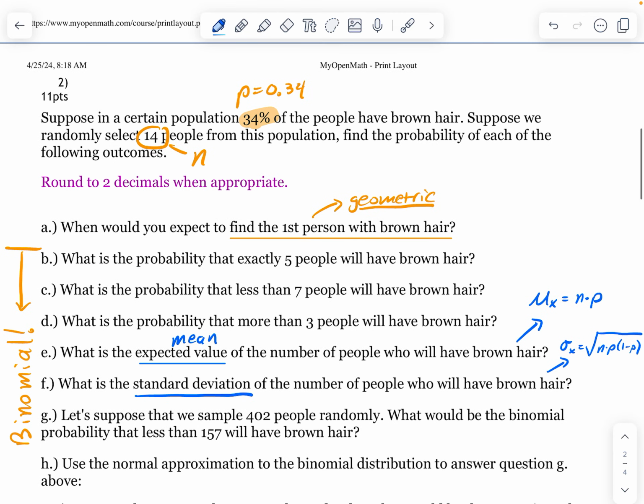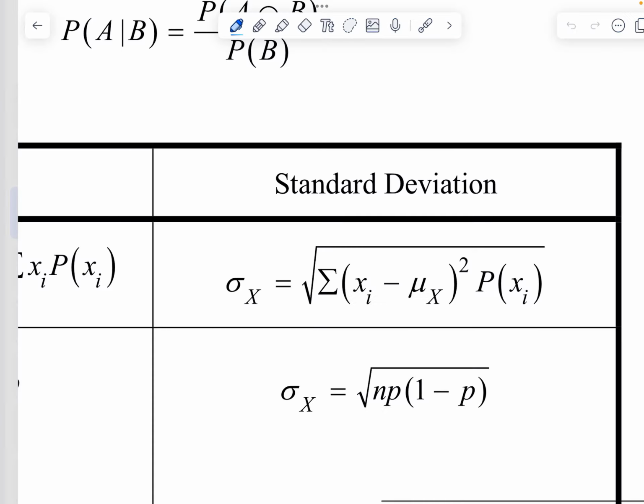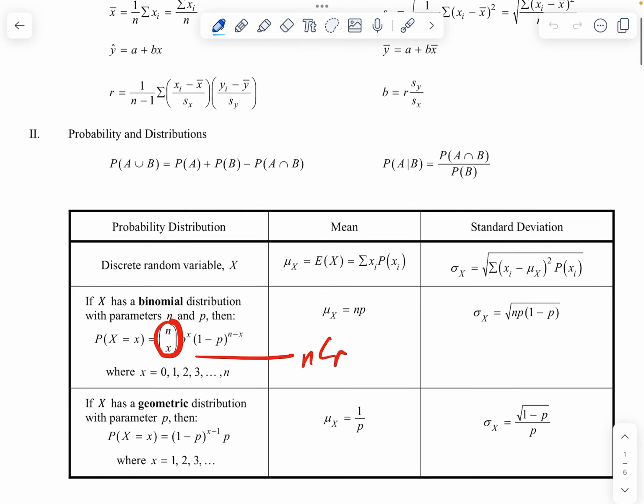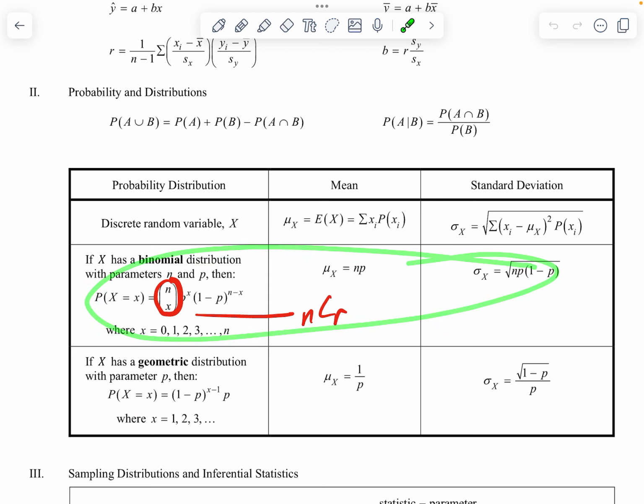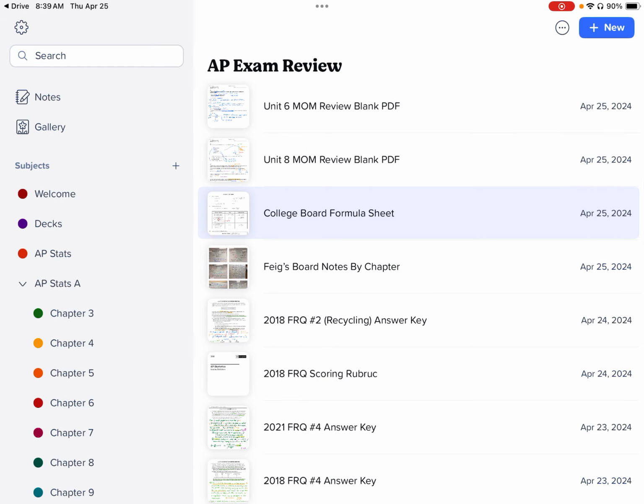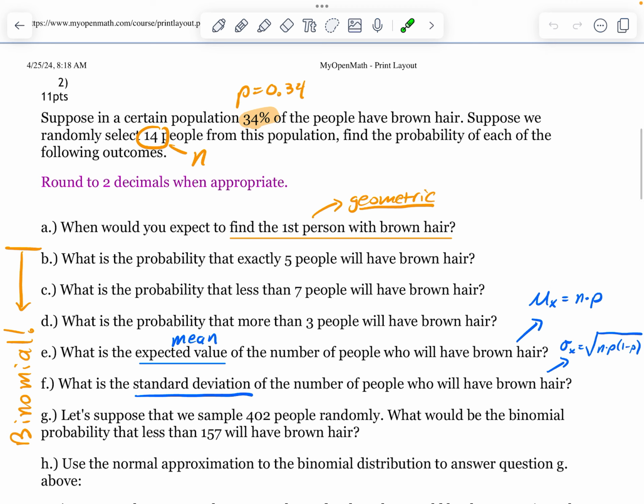Okay, the next question is getting into mostly binomial distributions. On your College Board formula sheet, we are going to be living right here. The first question is geometric, and then all the rest are binomial. So let me read it to you, or you probably already read it yourself. We've got people that have brown hair. 34% of all people have brown hair, it says. I have a sample size of 14. You probably have a different p-value.